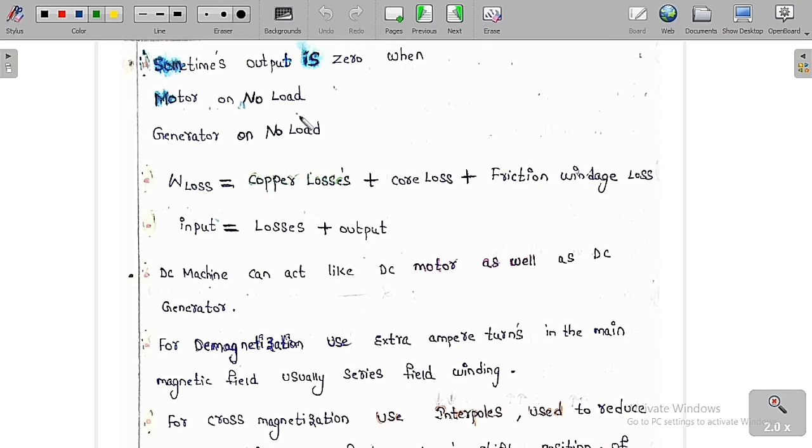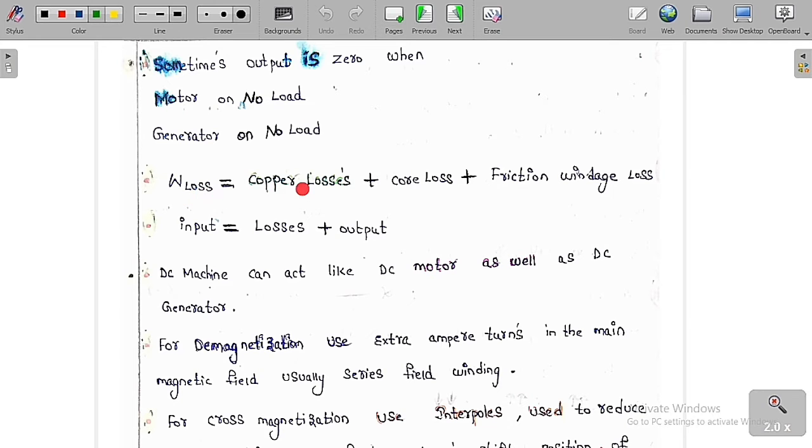Similarly, generator on no load. At no load condition, the current drawn by generator is 0. So output power is also equal to 0. So therefore, the output power is 0 at these conditions, whenever the motor is at the no load condition or the generator is at the no load condition. So at no load conditions for both motor and generator, the output power is equal to 0.